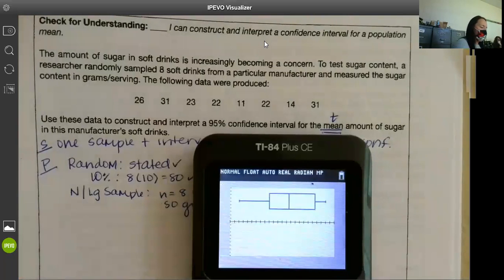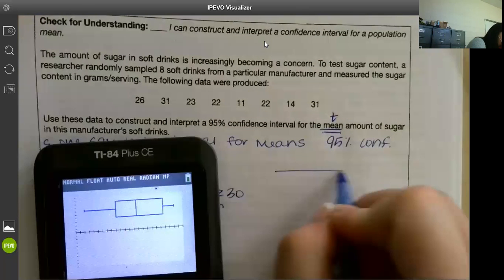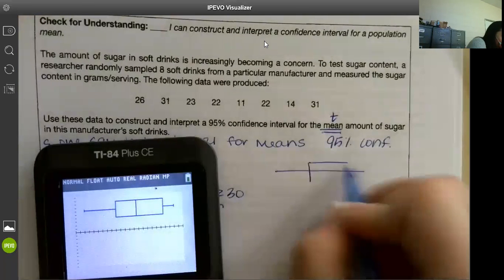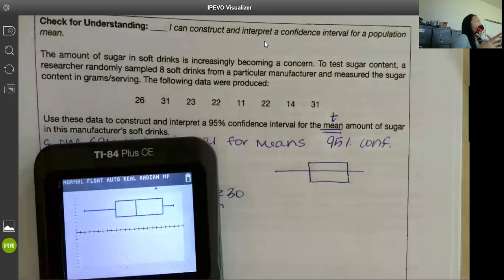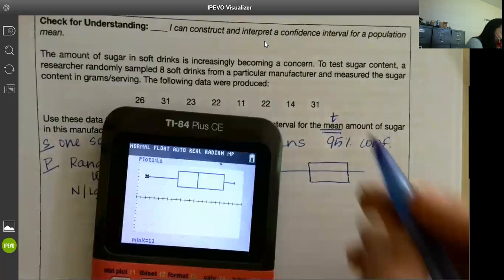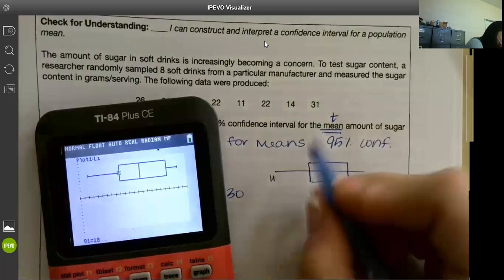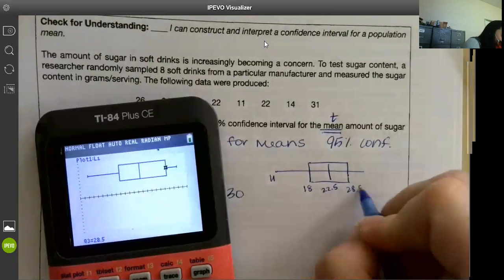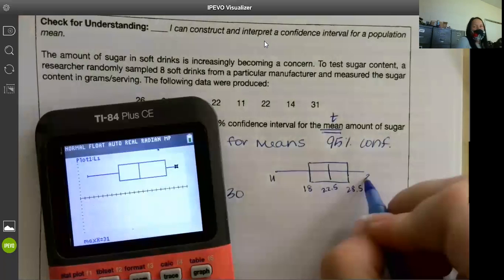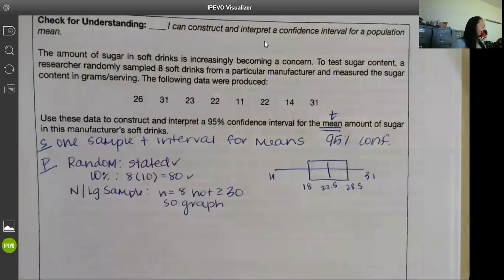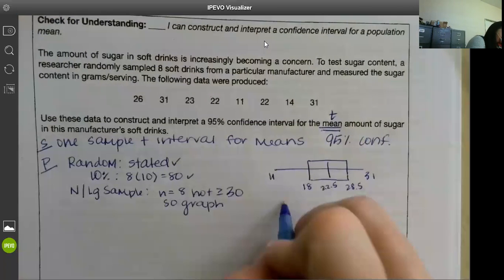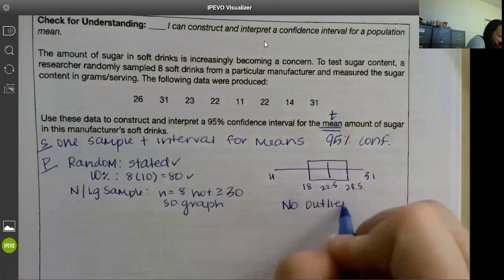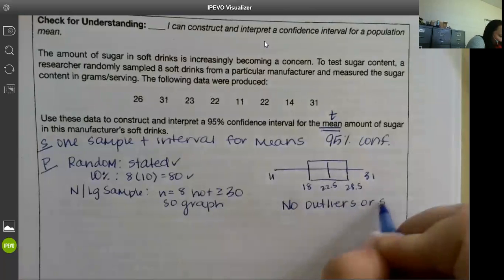All right, Zoom 9. What do we see? Yeah, it's a little bit skewed, right? It is a little bit skewed, correct. I'm going to graph it on my paper. I'm just going to trace it. So we have a minimum at 11. We have a Q1 at 18. A median at 22.5, 28.5, and a max at 31. So it's slightly skewed, but it's nothing that throws it off. So that means there are no outliers or strong skew.